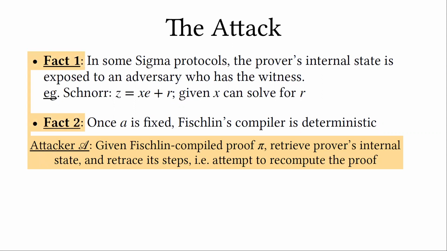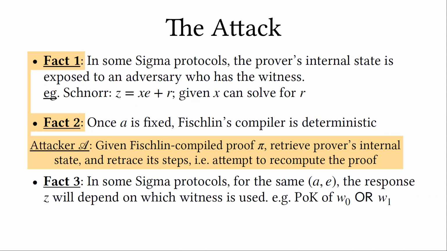So this lets us construct some interesting algorithms. Specifically, we can consider the following attack strategy. Given a Fischlin-compiled proof pi, we can use fact one to get the internal state of the Sigma protocol prover. And by fact two, we know that Fischlin's compiler doesn't add any extra state on top of the Sigma protocol. And so now we have the entire internal state of the prover. And now we can recompute the proof because we have everything we need to compute the proof. And by completeness, recomputing the proof should give me back the same pi that I started out with.